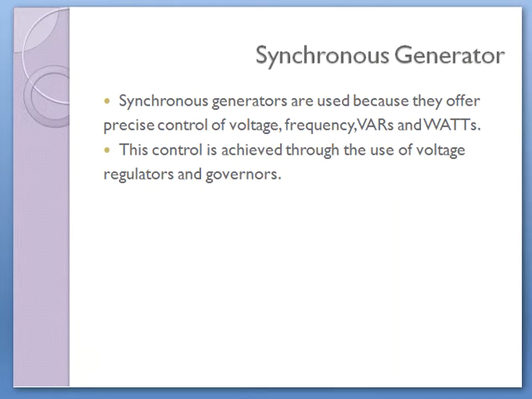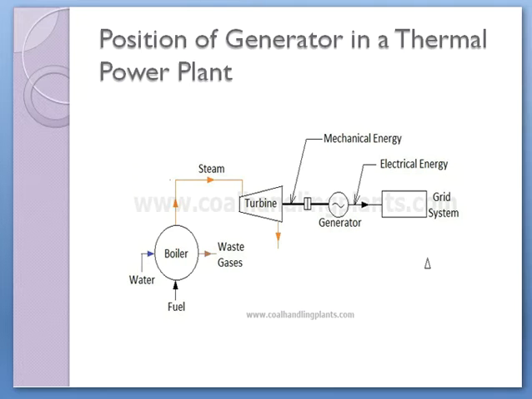Synchronous generators are used because they offer precise control of voltage, frequency, the reactive volt amperes that are called the var, and watts. This control is achieved through the use of voltage regulators and governors. Now, when we are talking of thermal power generation technology, let us see what is the position of the generator in a thermal power plant.